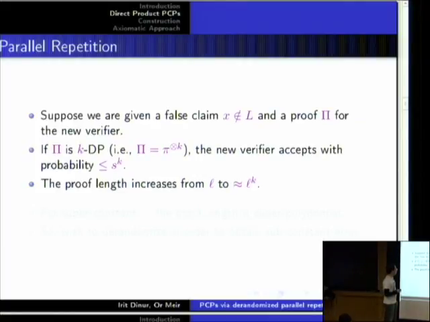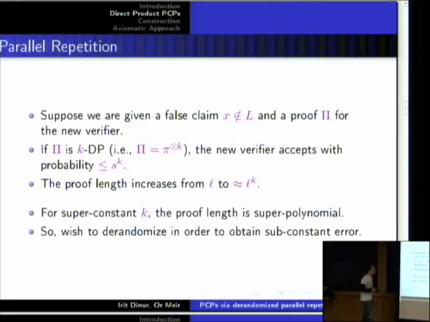However, note that if we wish to take K to be super constant, then this means that the proof length will be super polynomial. So we still cannot use it to obtain a sub-constant soundness. We didn't earn anything that allows us to gain a sub-constant soundness. We only earned something that allows us to maintain a query complexity of 2 while getting a constant soundness.